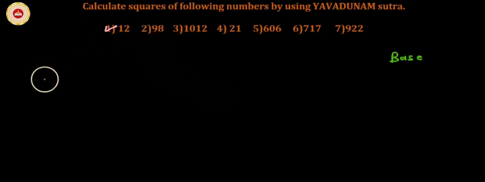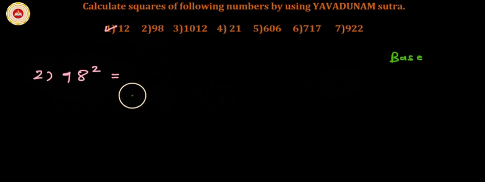Second example is 98. Let us square the given number 98 equal to. First of all, let us calculate the deviation. And to calculate the deviation, first of all, let us find the base for the given number 98. What is the nearest base for the given number 98? Clearly it is 100. Base is 100. Now let us calculate the deviation.